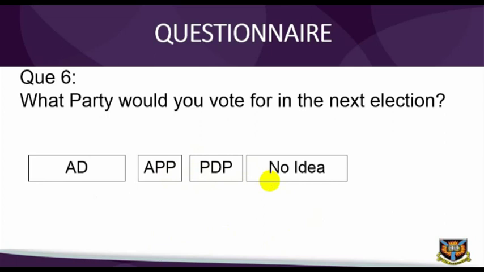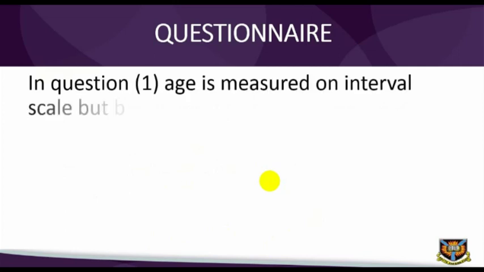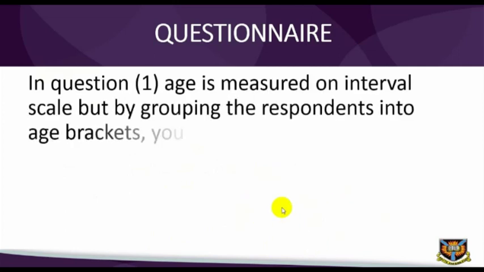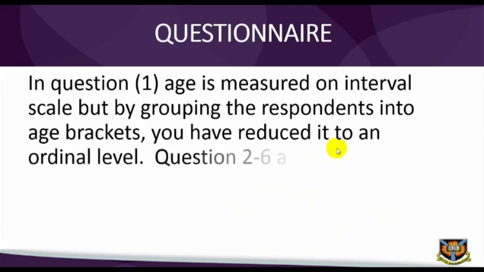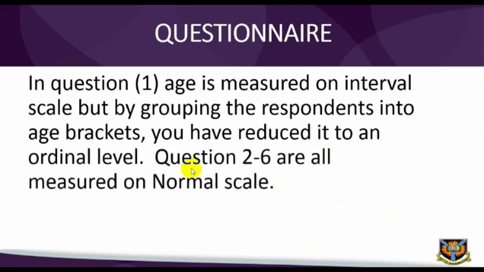You should know that in question 1, age is measured on interval scale, but by grouping the respondents into age brackets, you have reduced it to an ordinal level. Questions 2 to 6 are all measured on nominal scale. Your coding guide will appear as follows.